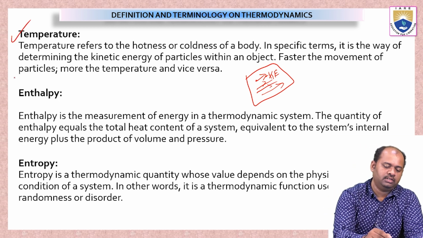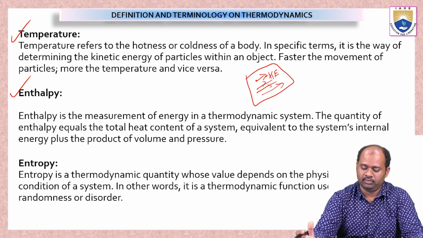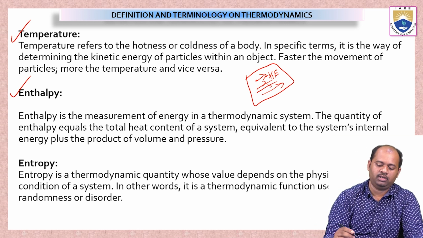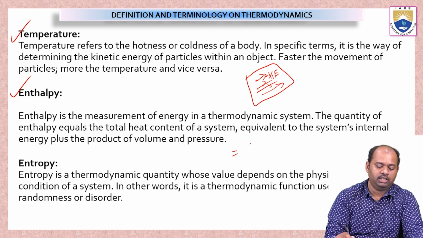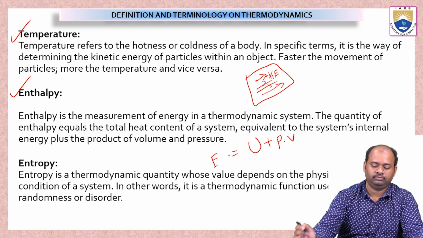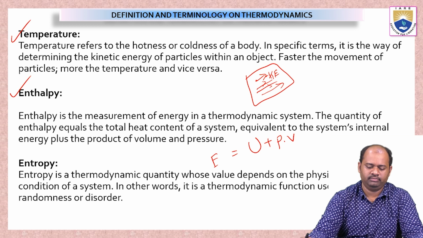And the second definition is enthalpy. Enthalpy is a measurement of energy in a thermodynamic system. The quantity of enthalpy equals the total heat content of the system, equivalent to the system's internal energy plus the product of volume and pressure. So enthalpy is equal to internal energy plus the product of volume and pressure, U plus PV. So this is enthalpy, capital H. Enthalpy is the total amount of energy present in the body.